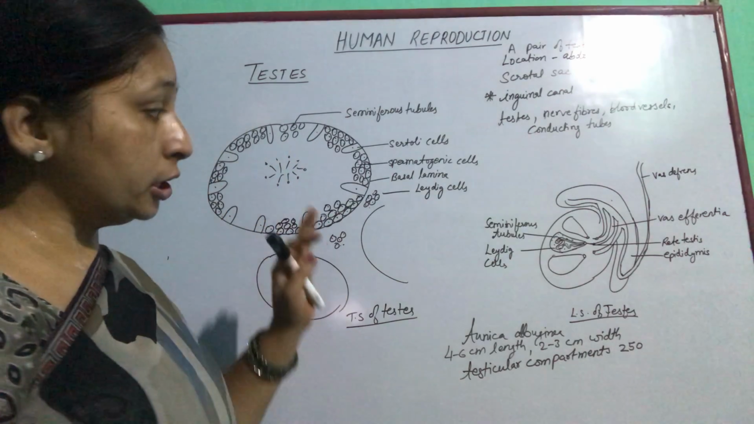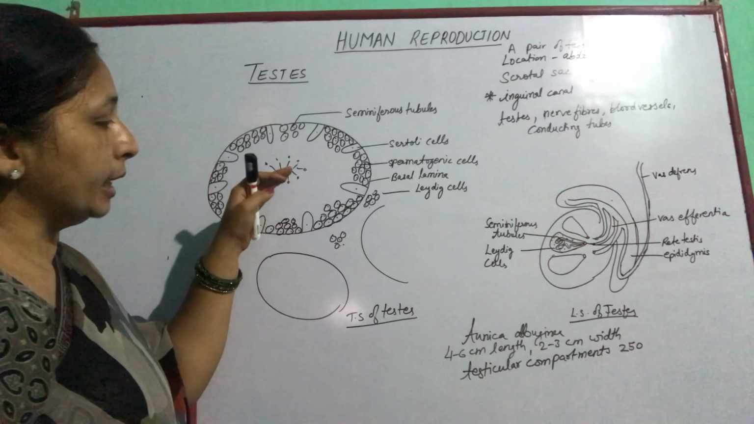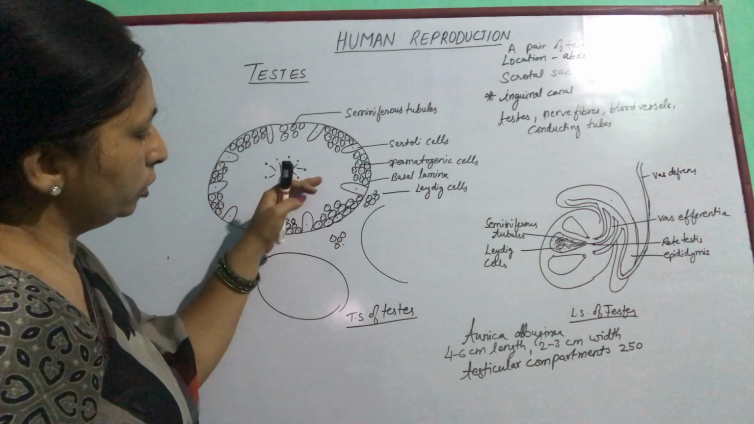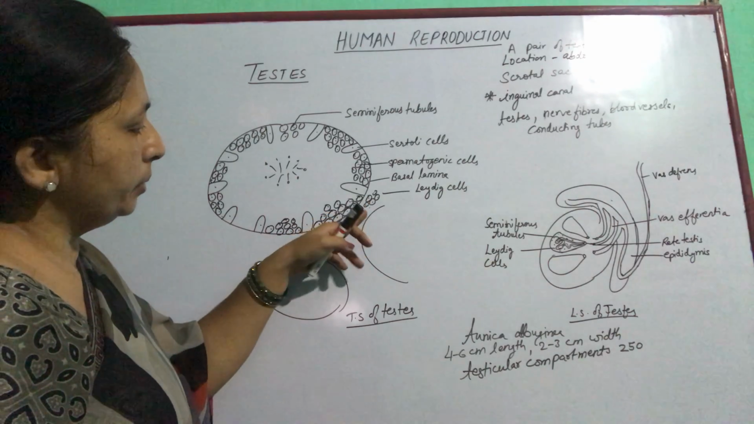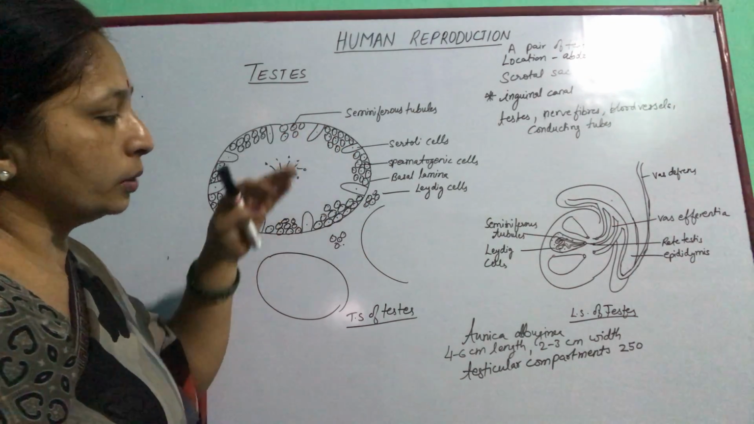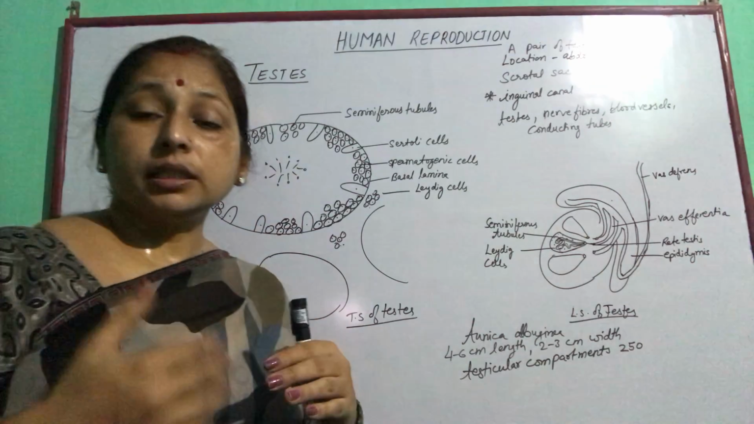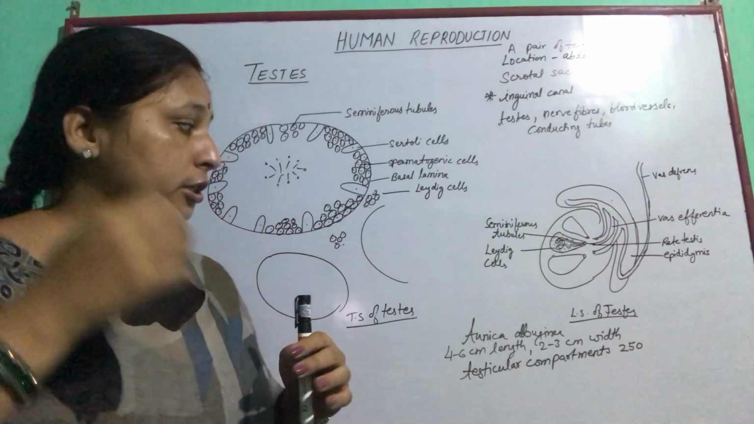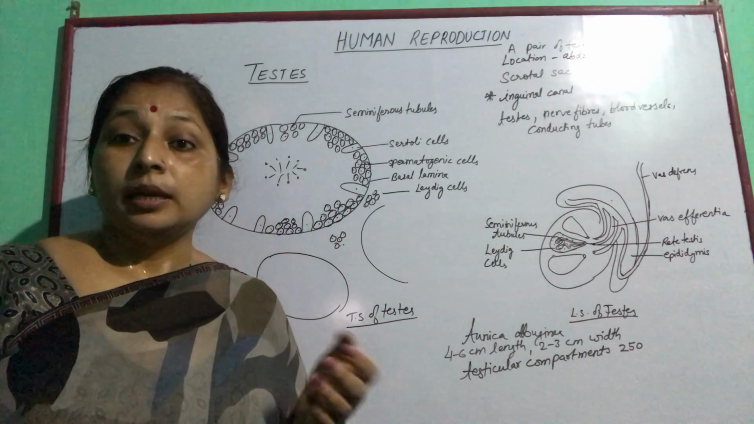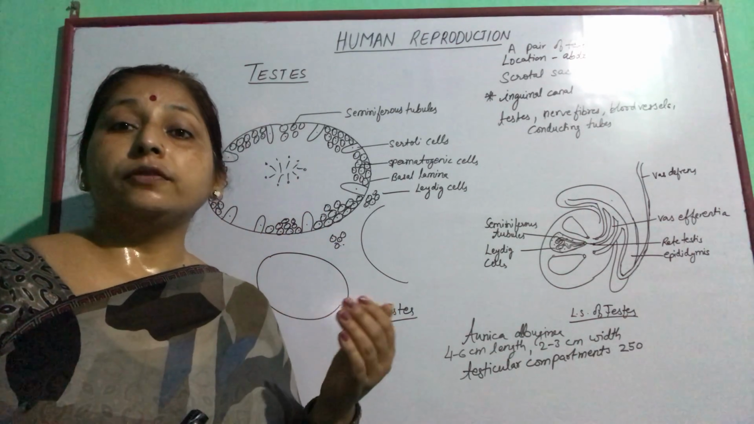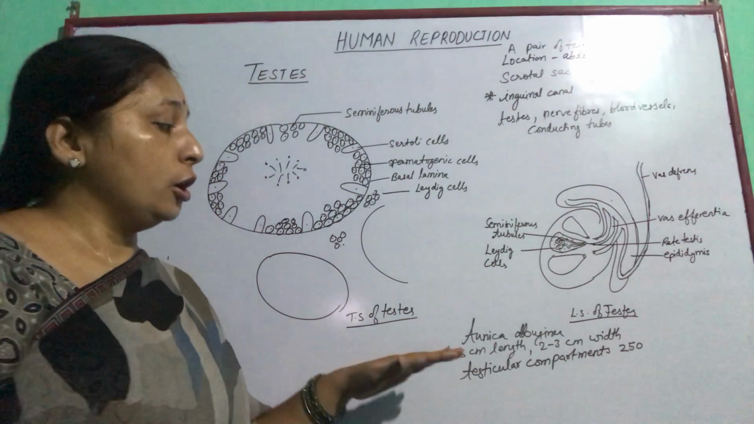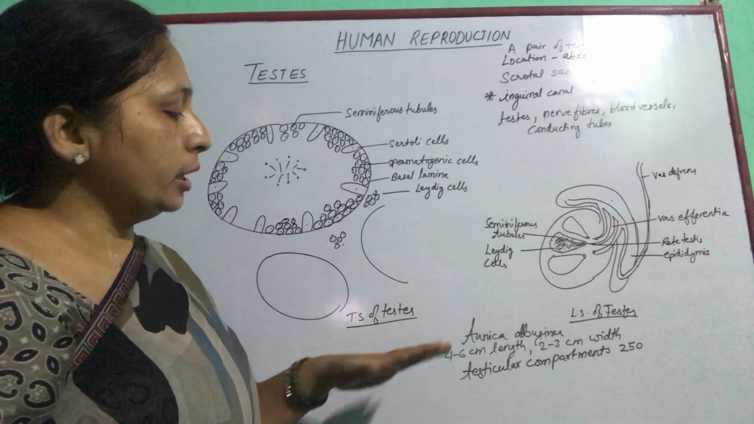So the formation of sperm takes place inside the compartment. These are two or three different compartments. In between, Leydig cells are present. Inside the compartment, Sertoli cells are present. So these are the supportive structures. Sperms are the male gametes, responsible for the process of reproduction, which is the most important part.